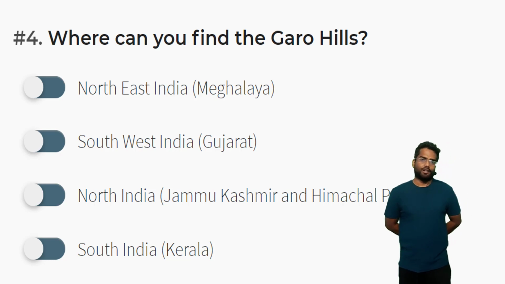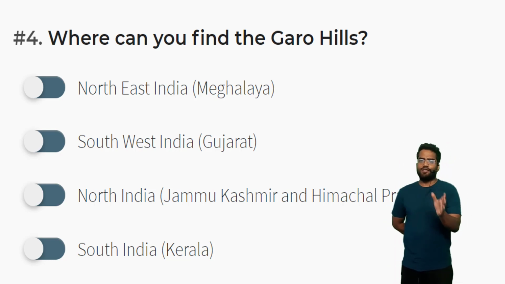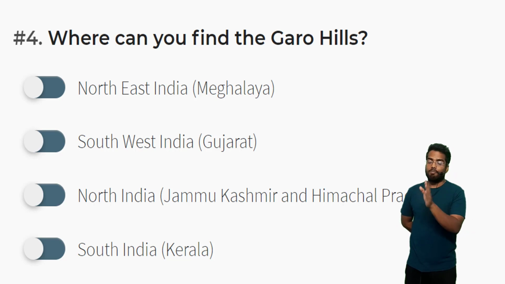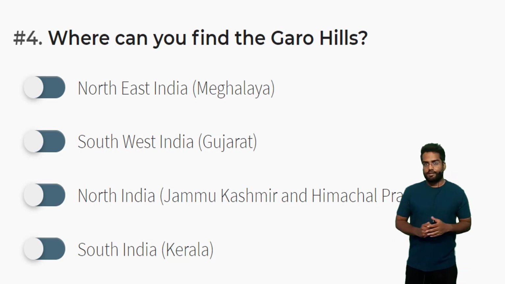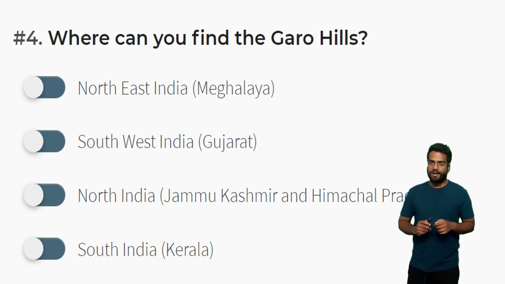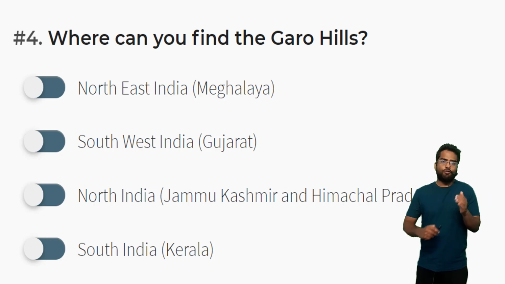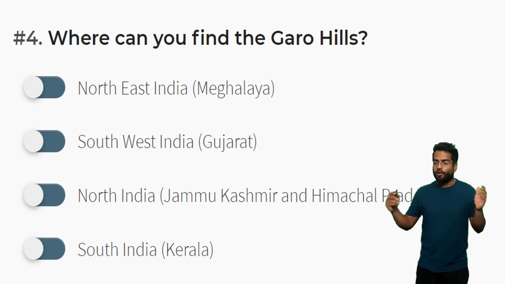So, where do you think it is? It's a very easy question. Even a student from class 6 can answer this. So the correct answer is Northeast India, Meghalaya. Now remember this, we are studying for UPSC. So this type of question may get asked in UPSC, but remember, we have to know a couple of facts on Garo Hills. These are quite important facts.